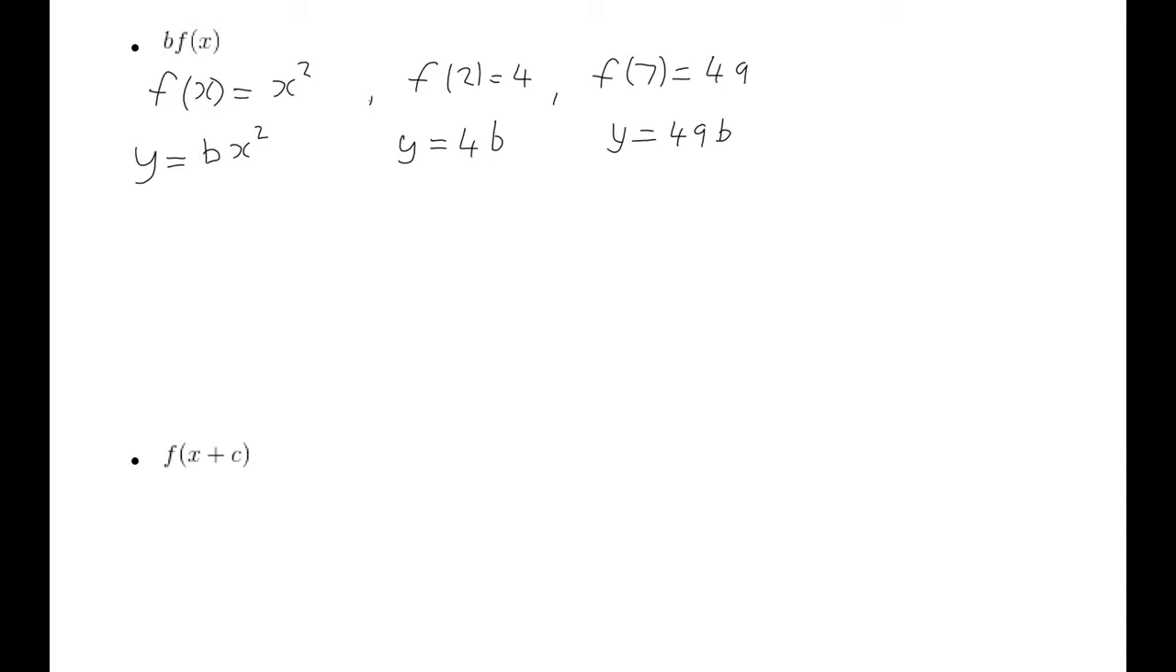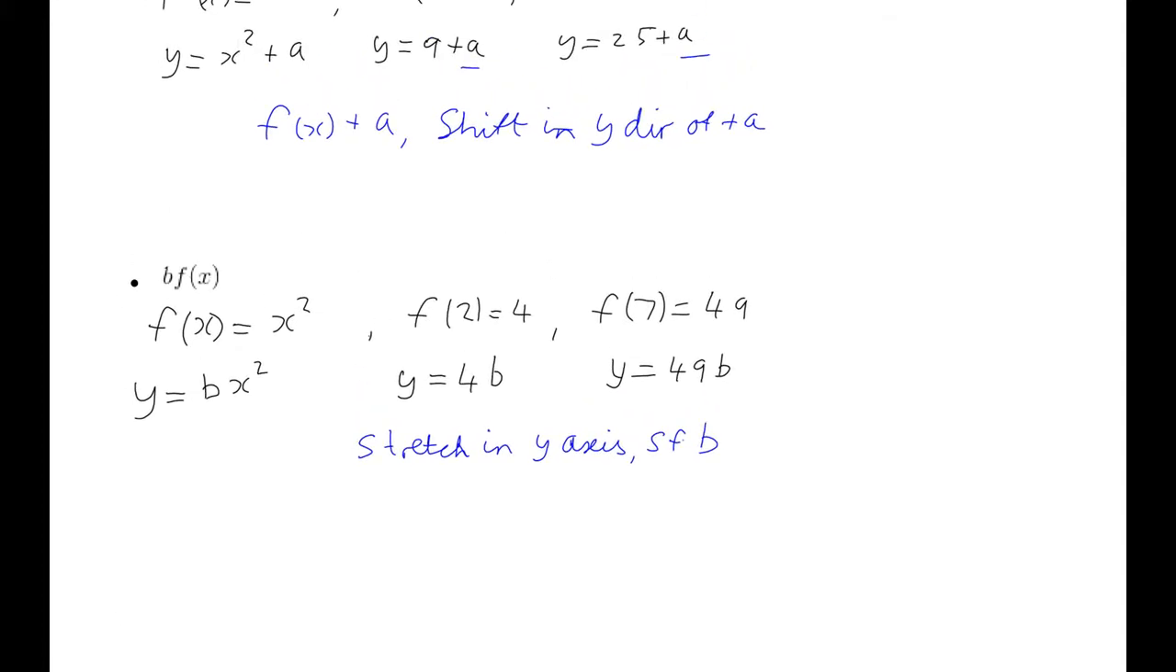So what this is, it's a stretch. It's affecting the y, so it's a stretch in the y-axis, scale factor b, and that's the second one. Now I want to point something out to you here. Both of them were on the outside of the brackets. This was f of x plus a, and this was b times f of x. So if it is on the outside of the bracket, that means it's affecting the y.